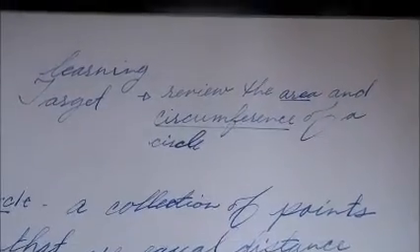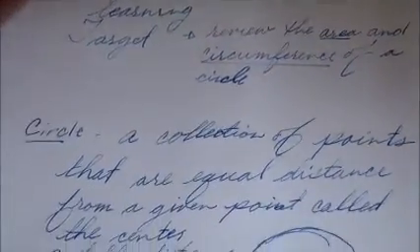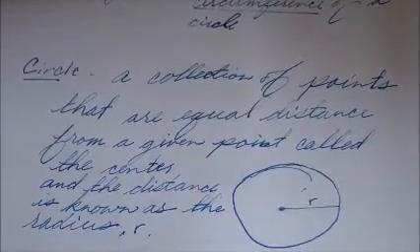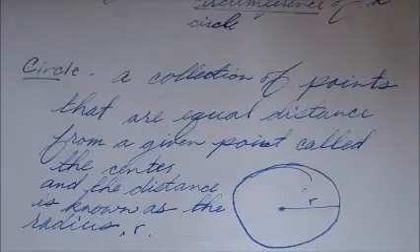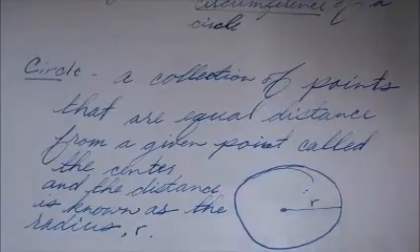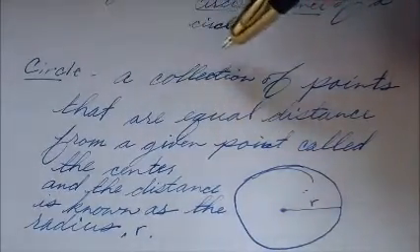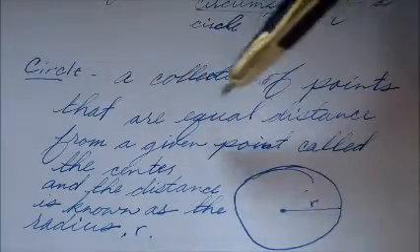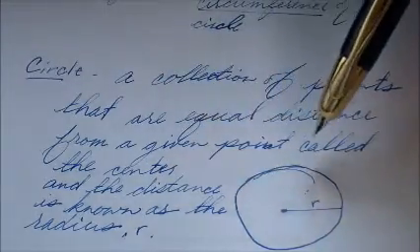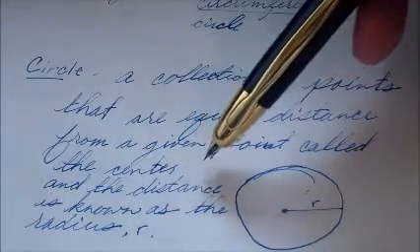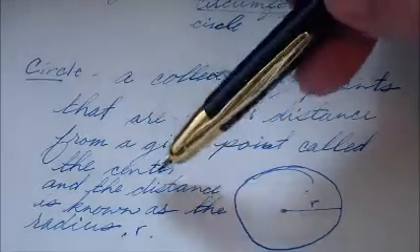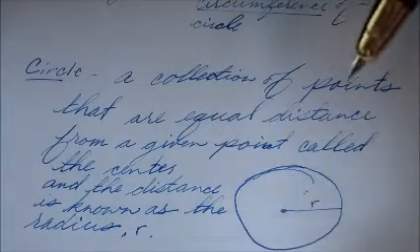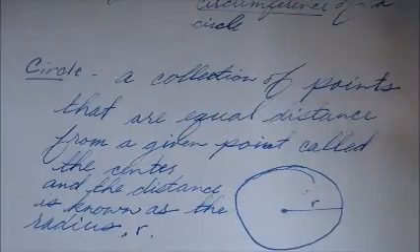So there's a lot of definitions, so it's good for us to have our notebooks out as we go over them. Okay, first one is a circle. Now a circle is just a collection of points that are equal distance from a given point called the center. Okay, and the distance is known as the radius, represented by the letter R.